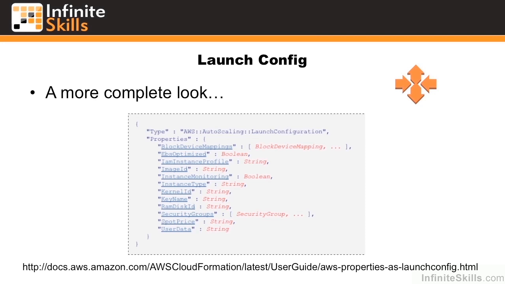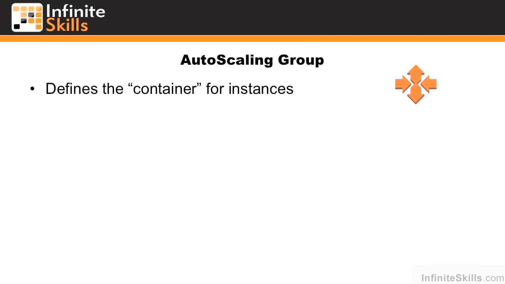You can see from this profile here that you can specify additional parameters, such as EBS device mappings, RAM disk ID, spot price, and so forth. You can even put user data into your launch config, which can be very helpful to take a vanilla server and customize it.